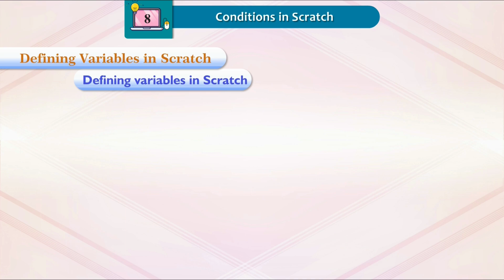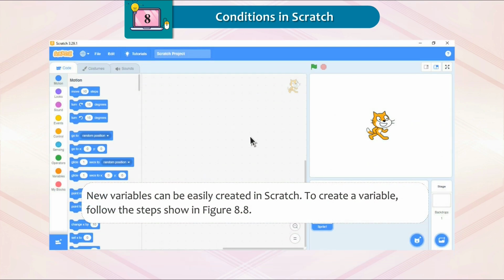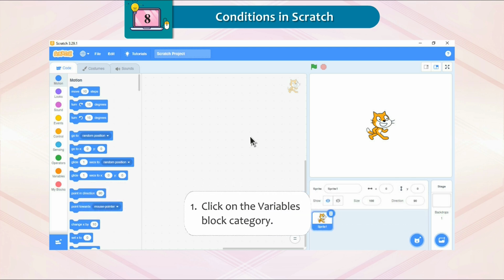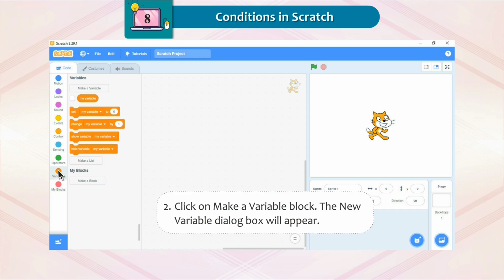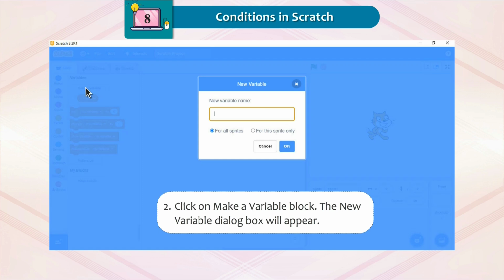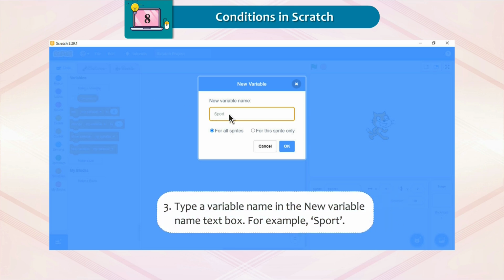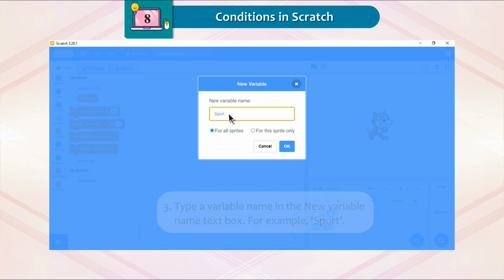Defining variables in Scratch. New variables can be easily created in Scratch. To create a variable, follow the steps shown in figure 8.8. 1. Click on the Variables block category. 2. Click on the Make a Variable block. The New Variable dialog box will appear. 3. Type a variable name in the New variable name text box, for example, Sport.